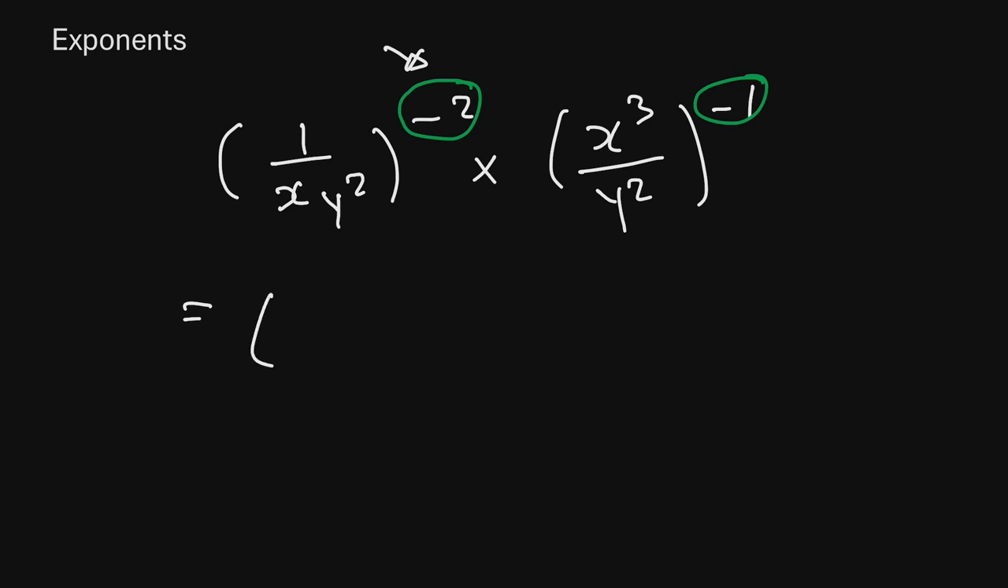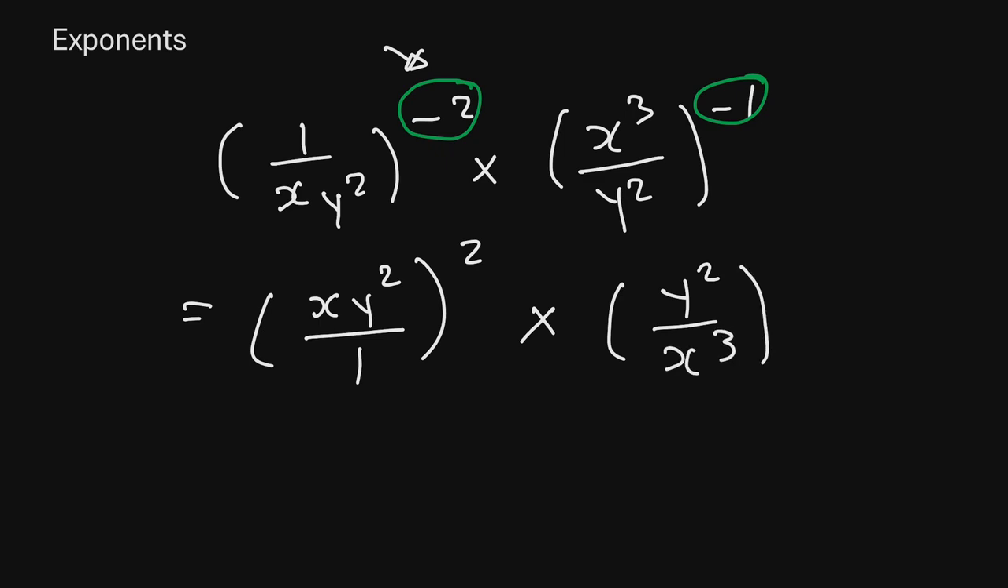So we are going to have x y to the power of 2 all over 1, because the bottom comes to the top, the top comes to the bottom, and therefore the exponent will now change the sign to be positive. And the very same thing will happen to this one. So we're going to have y squared coming to the top, then we have x cubed, and therefore the exponent will now change to be positive.